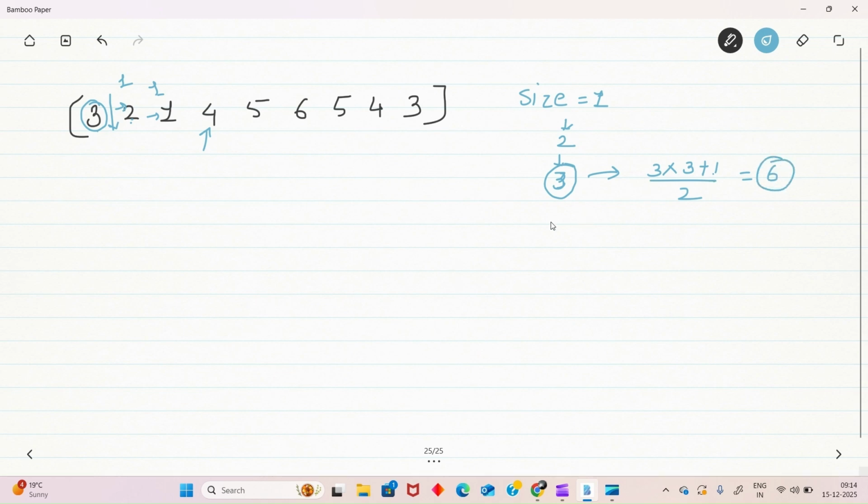Now my size will again go to 1 when it is here. Now we'll move next. 4 minus 5 is minus 1, no. So it will add in our answer as 1. Now I'll be here, my size is still 1. I'll check 5 minus 6 is minus 1. My answer will add 1 because this is the longest one. Now my pointer will go to here, my size is still 1.